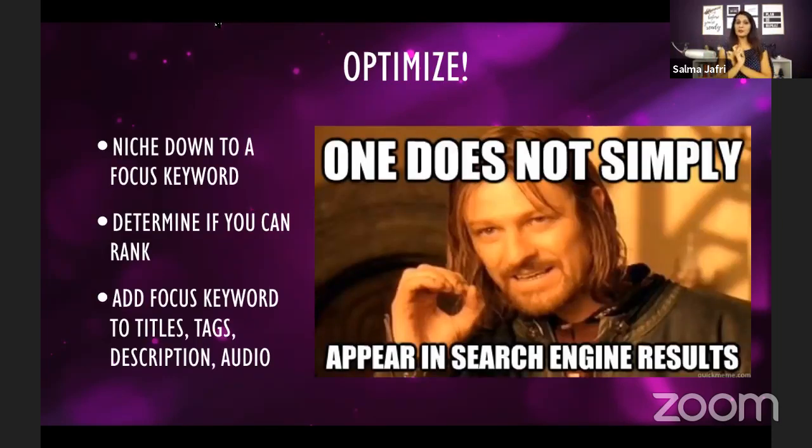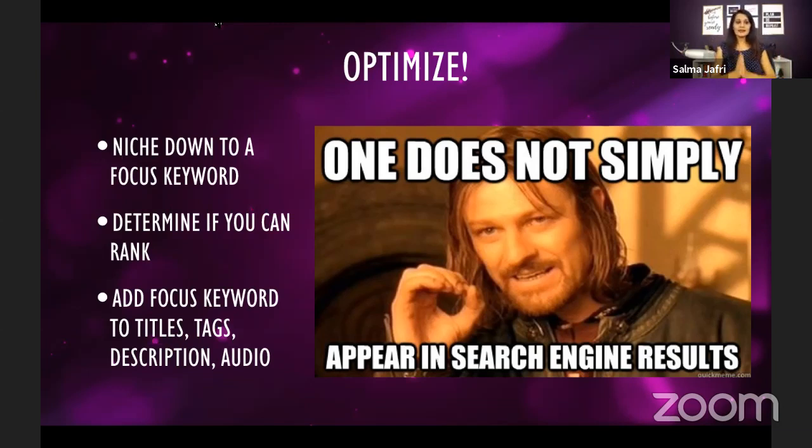So the first thing we want to do is niche down to a focus keyword. This is a term I use when I work with my clients, and we define one keyword, called a focus keyword, that we want to rank the video for. Now, there might be other secondary keywords that might also rank the video, but that is the keyword we want to focus on. I'm going to show you how to choose that keyword.